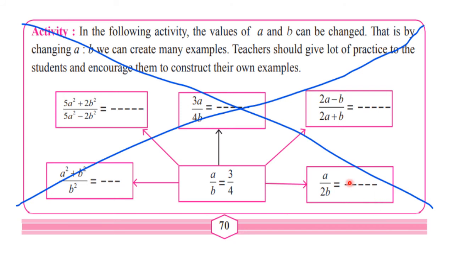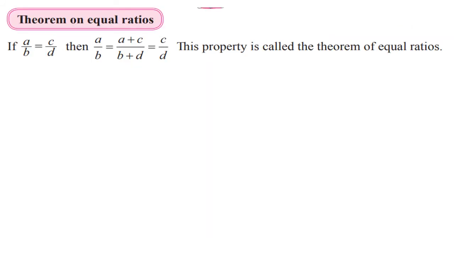Okay. Now, let's go towards the next topic. And that next topic is theorem on equal ratios. Here we are learning about equal ratios. Properties also we have seen of equal ratios. So now the next topic is theorem on equal ratios. So here we are going to think of two ratios first of all. A upon B is equal to C upon D. See, these are two equal ratios.